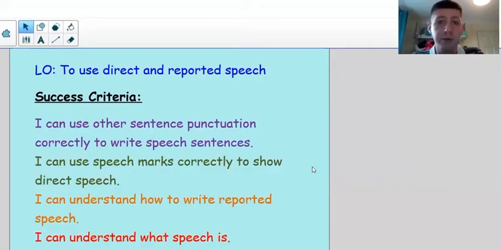Some adults even find using speech marks difficult because they just assume that the speech marks show what the character is saying and they don't worry about the other bits of punctuation. I'm going to introduce you today to how to use speech marks, but how to also use the other punctuation to correctly punctuate speech in sentences.